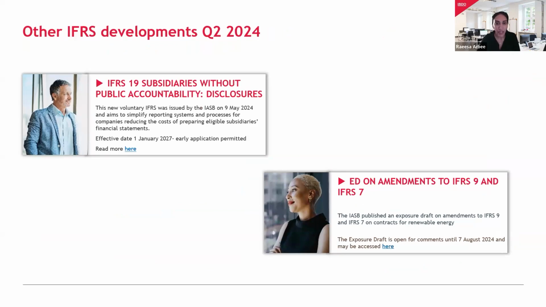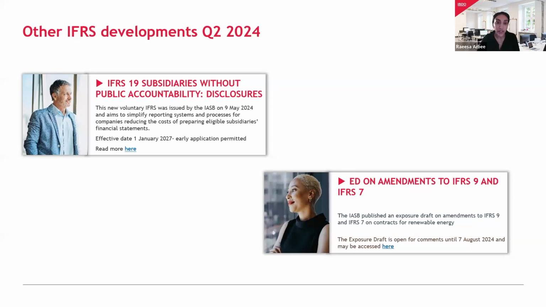So on the 9th of May 2024, the IASB issued IFRS 19, which is a voluntary standard that permits eligible subsidiaries to produce reduced disclosures while still applying the recognition and measurement criteria of full IFRS. This standard can be applied on or after the 1st of January 2027, with earlier application permitted.